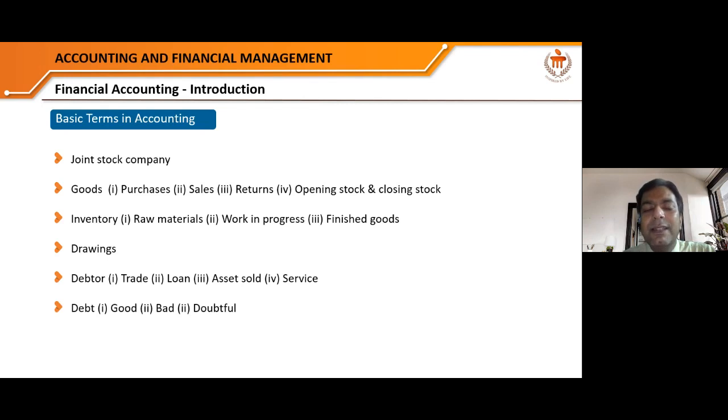We will move next. Then again, when we talk about debtors, the debtors can be categorized into three things. So there can be a trade debtor, loan debtor, asset, and service. And all these four kinds of debtors can be classified into three categories. So I have a good debtor. A good debtor is one whom I am sure is doing well, and I'm pretty sure that he will pay me my money back soon. I'll receive it back.